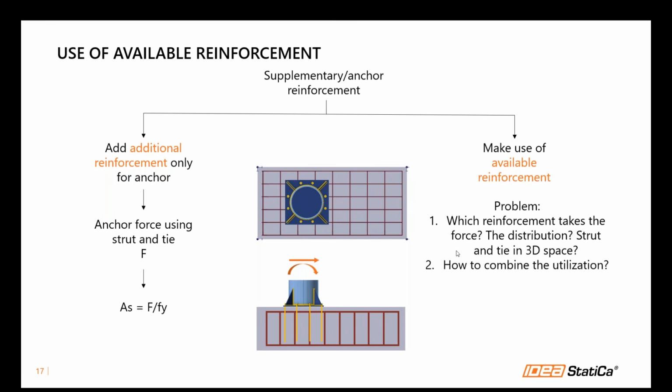But of course there's some problem for that, which is why it's not used so often. The problem would be which reinforcement to take the force. If we have so many reinforcement, it's a bit hard to figure out which reinforcement we have to take, and then the distribution of the force itself, how many percent goes to one reinforcement, how many percent go to the rest. And if I mentioned strut and tie, how do you do a strut and tie in this 3D space? I think it will be rather complicated. Then the second problem will be how do you combine the utilization from the anchor and from the internal forces such as bending moment and shear itself.